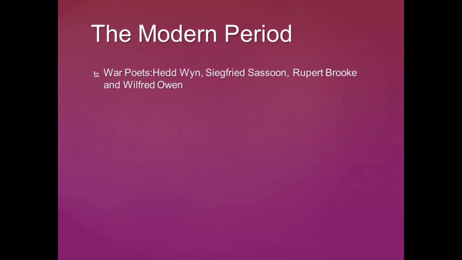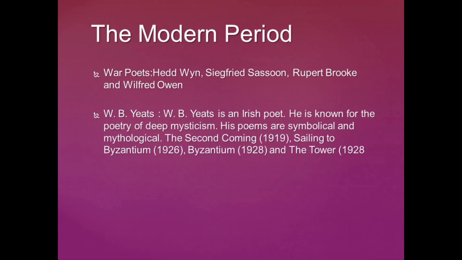The Victorian age is followed by the modern period, which has seen the world wars, that is 1901 to 1915, which has war poetry as the most important representative poetry. Edmund Blunden, Siegfried Sassoon, Rupert Brooke, and Wilfred Owen are the war poets. The modern period also has seen two giants in writing poetry. One is W.B. Yeats and the other is T.S. Eliot. W.B. Yeats is an Irish poet.